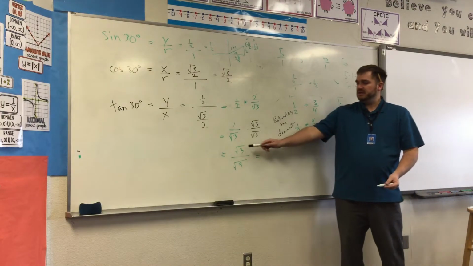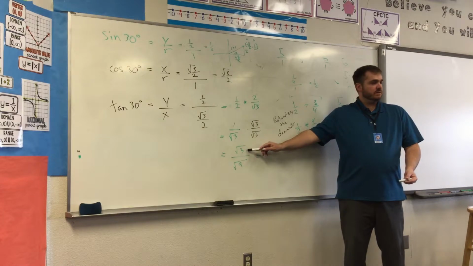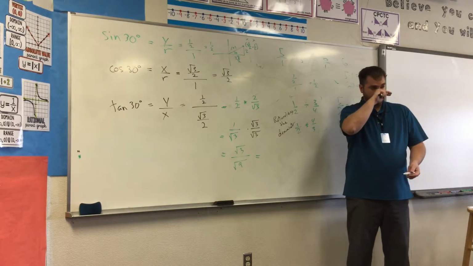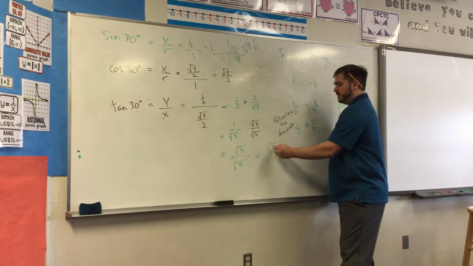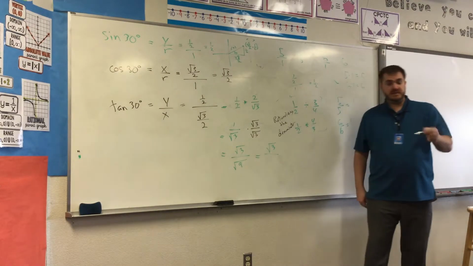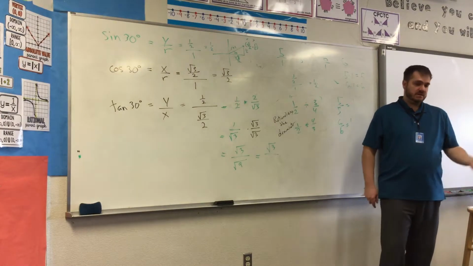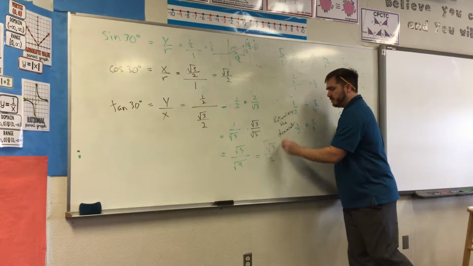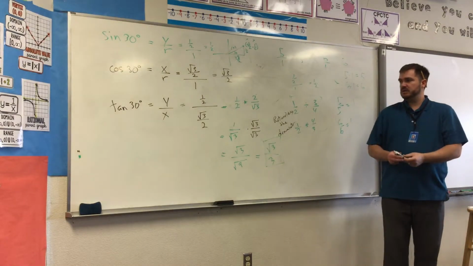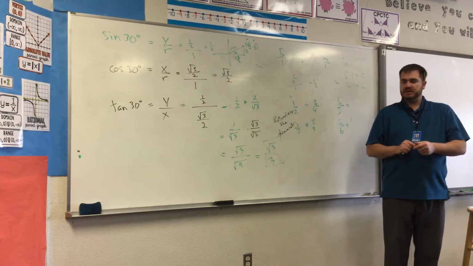Simplify time. Can we simplify the square root of 3? Does it break down into any other smaller numbers? No. There's no whole number that multiplied by itself equals 3. Is there a whole number that multiplied by itself equals 9? Yes. That is 3. That is your final answer. Root 3 over 3.